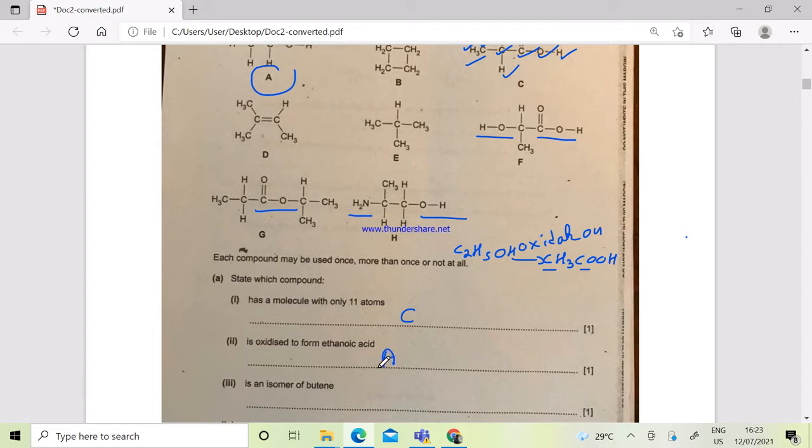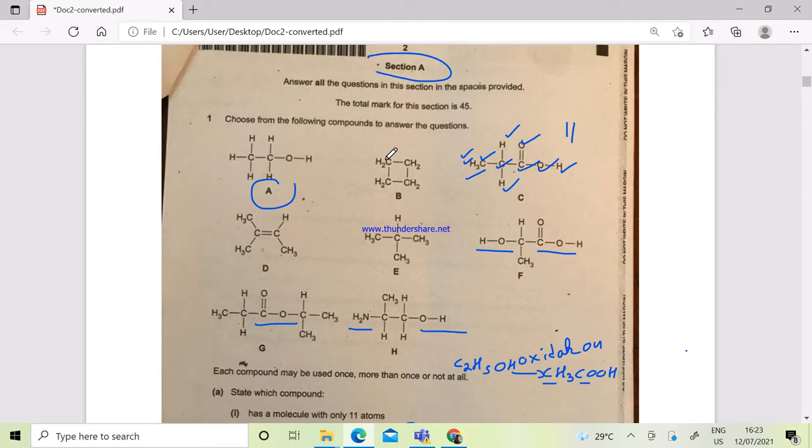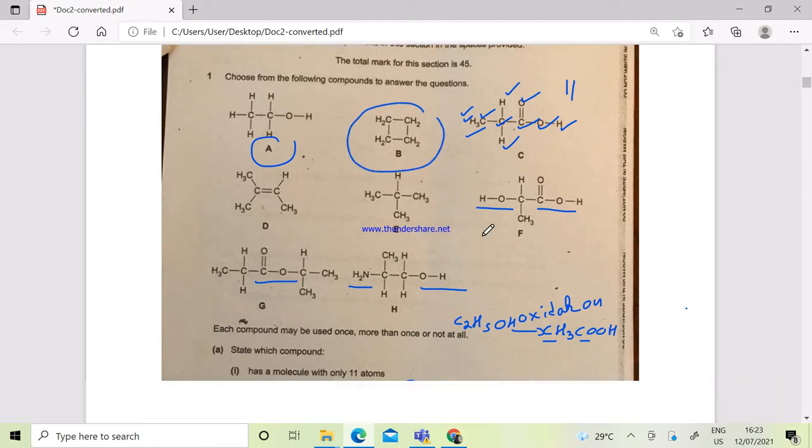Going to part 3. Is an isomer of butene. Butene you have meth-prop-but, 4 carbons, C4H8, butene. So the C4H8, you have to have 4 carbons and 8 hydrogens. Answer goes to B.